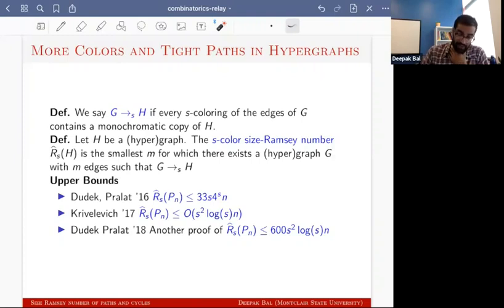But then Krivelevich proved that you can get an upper bound of S squared log S times N. And then Dudek and Prałat gave an alternate proof of that. Okay, so that's much better than 4 to the S, the dependence on S here. All right.